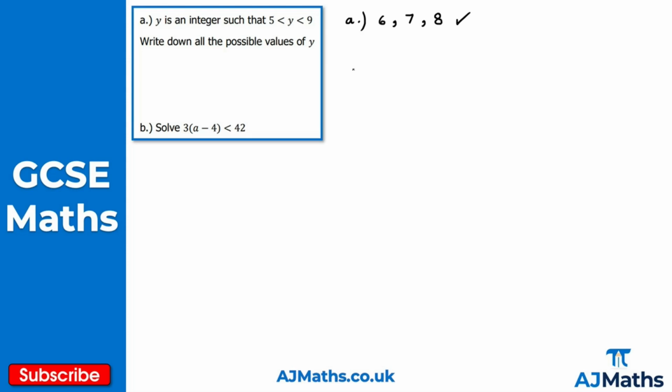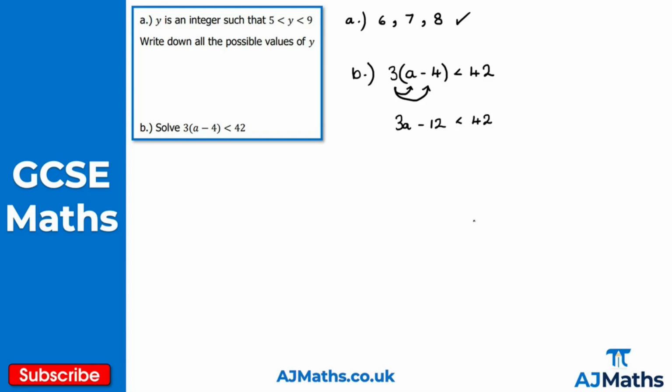Moving on to B now. We're looking to solve this inequality here. So I've got 3 lots of a minus 4, and this is strictly less than 42. So the very first thing that I'm going to do here is expand this bracket on the left hand side. So expanding this bracket, we take the 3 here and multiply it by each term inside the bracket. We do 3 times a, that will give us 3a. And we do 3 times minus 4, which gives us minus 12. And this is less than 42.